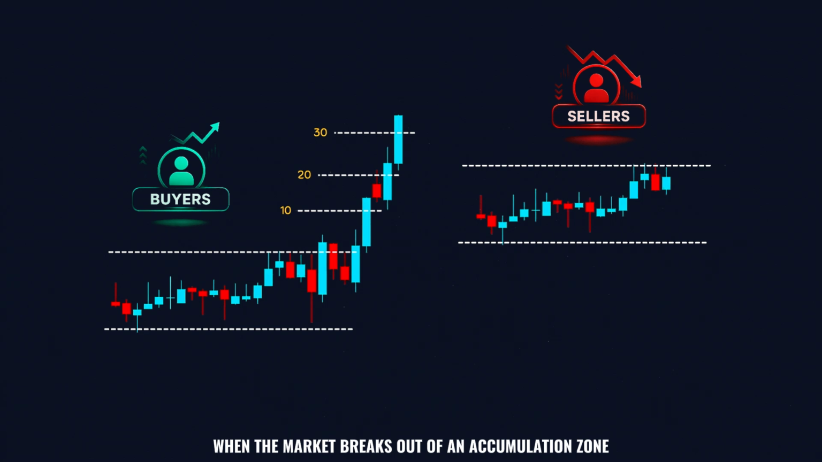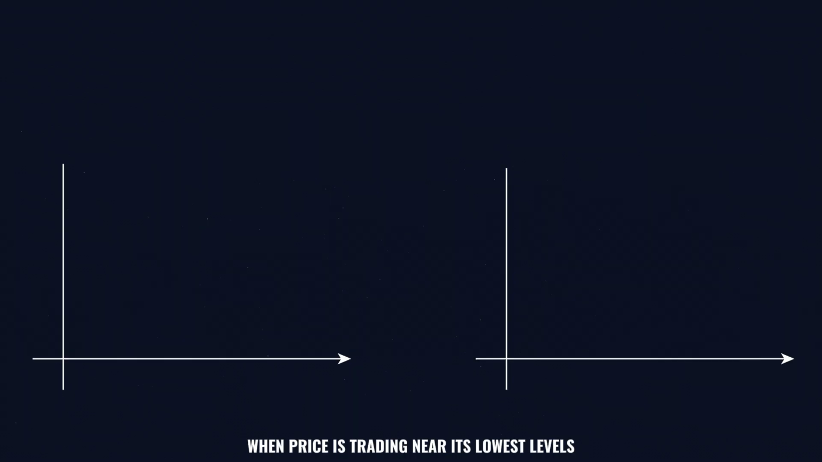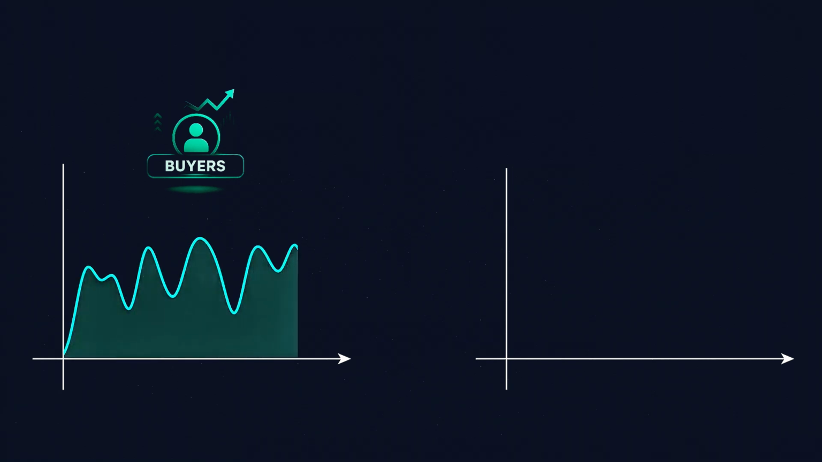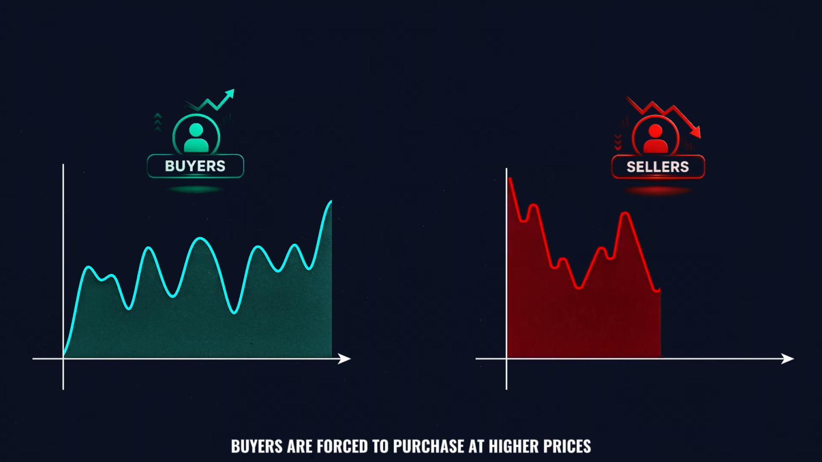When the market breaks out of an accumulation zone, if buyers dominate, price breaks to the upside. There may already be sellers above with sell orders waiting to be executed. However, when price is trading near its lowest levels and a large number of buyers begin buying, price starts moving higher. But if there are fewer sellers than buyers, sellers who previously placed their sell orders lower will shift those orders higher. As a result, buyers are forced to purchase at higher prices, causing price to move sharply higher.